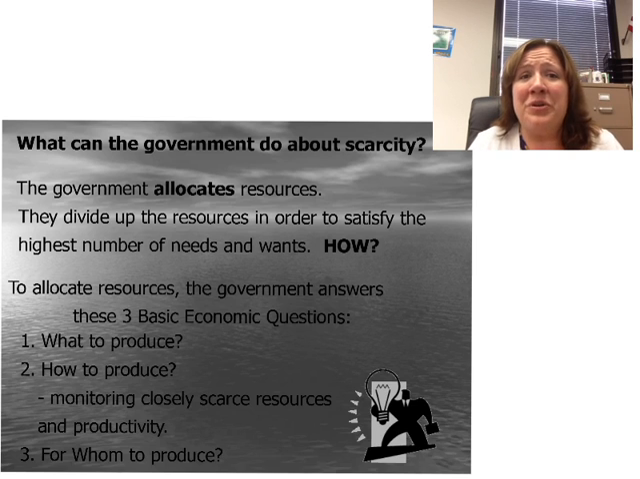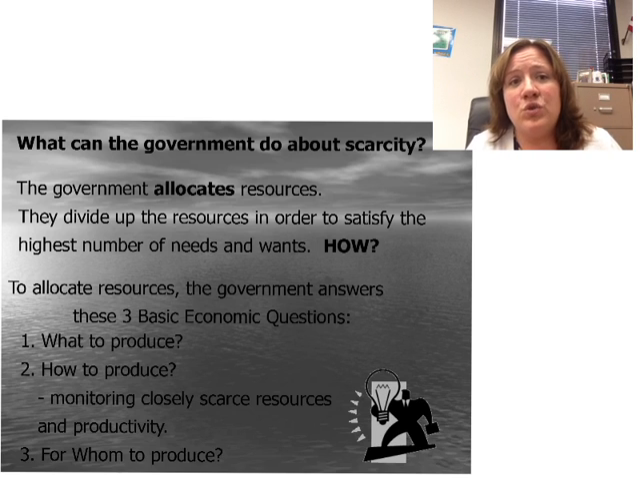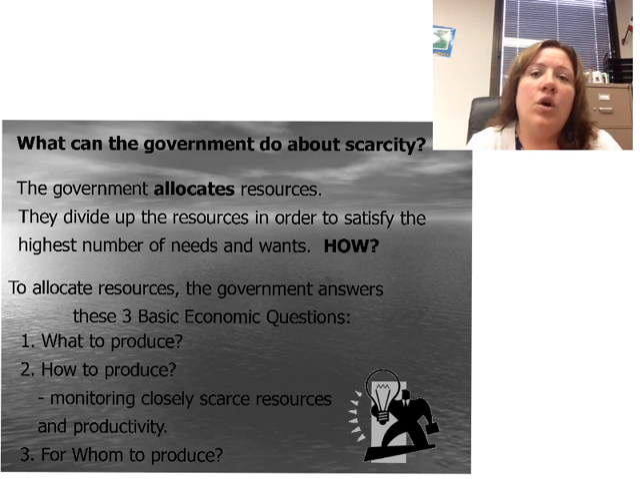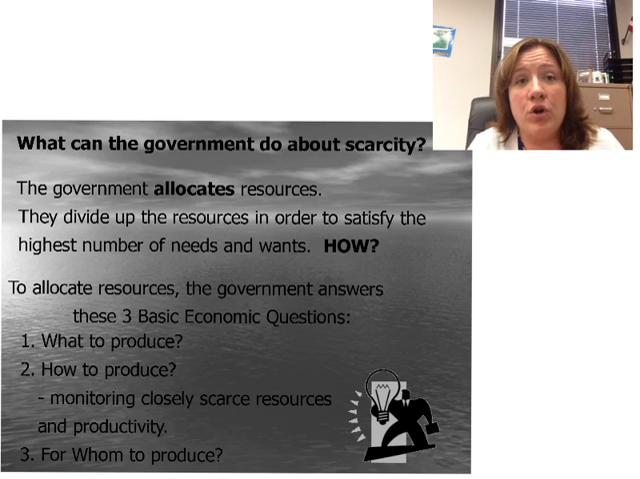Now, is everyone in the United States satisfied? No, right? I'm sure you can think of people who have a lot more resources than others. So when I tell you that this is our government's solution to scarcity, I'm not suggesting at all that it's a perfect system. But it's the best one that we believe is going to help the highest number of needs and wants.